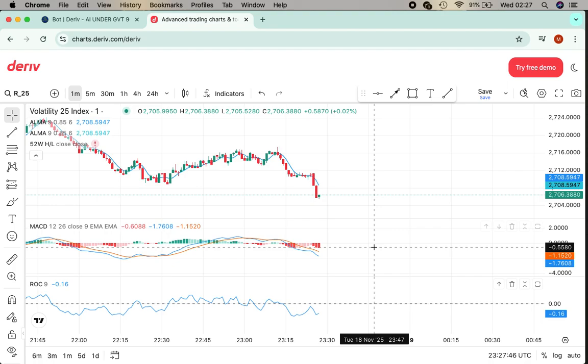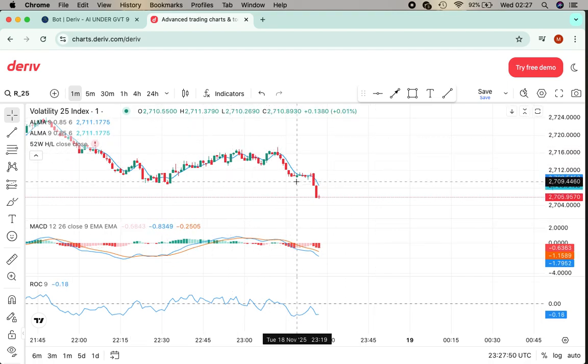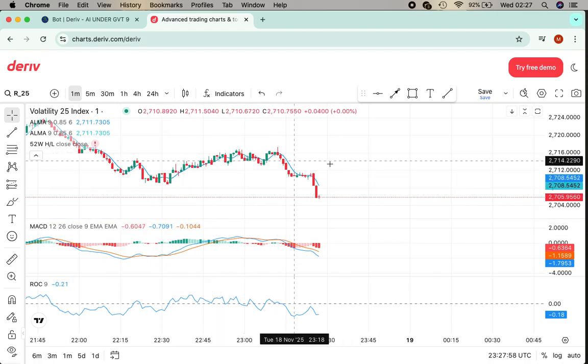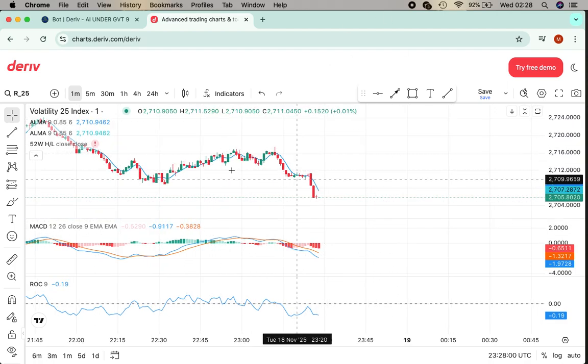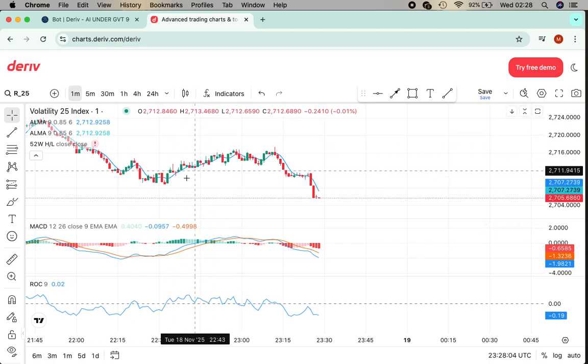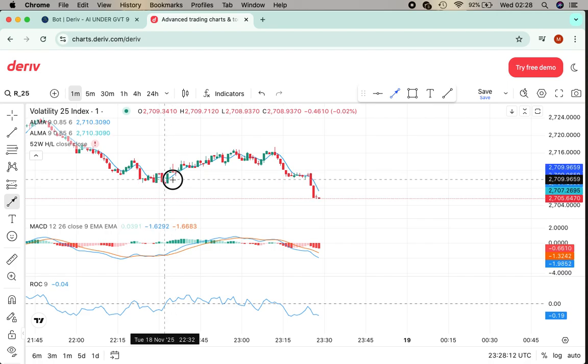The first indicator, the Arnold Legas moving average, acts as the support and the resistance of the market. It shows the support and the resistance. As you can see, it acts as a trend line, meaning a resistance trend line and also a support trend line. For example, if the market is bullish, like this one, as you can see in here, the market is in a very good bullish trend.